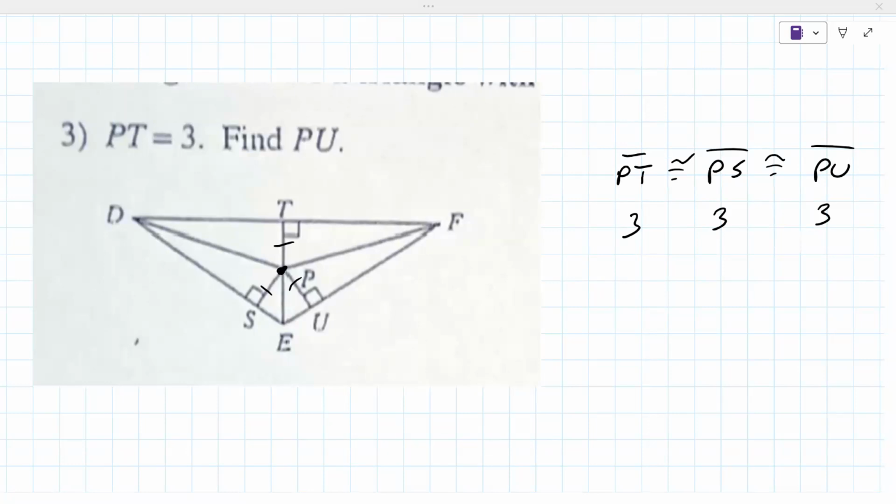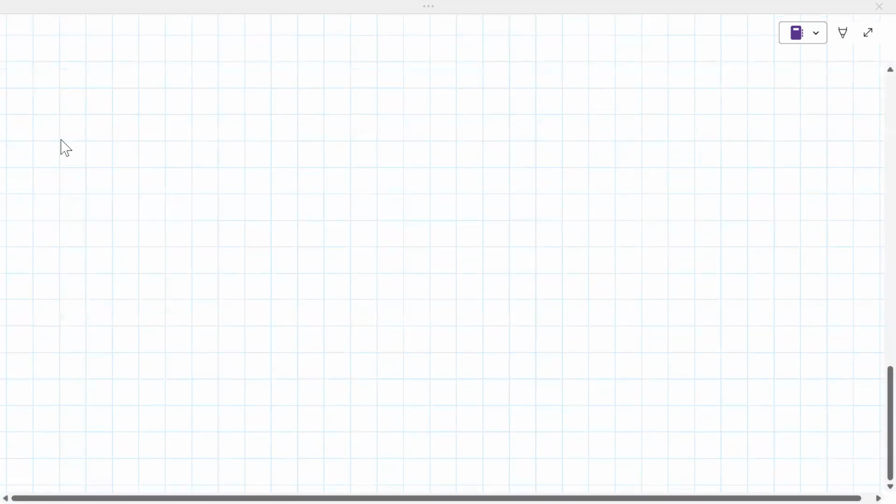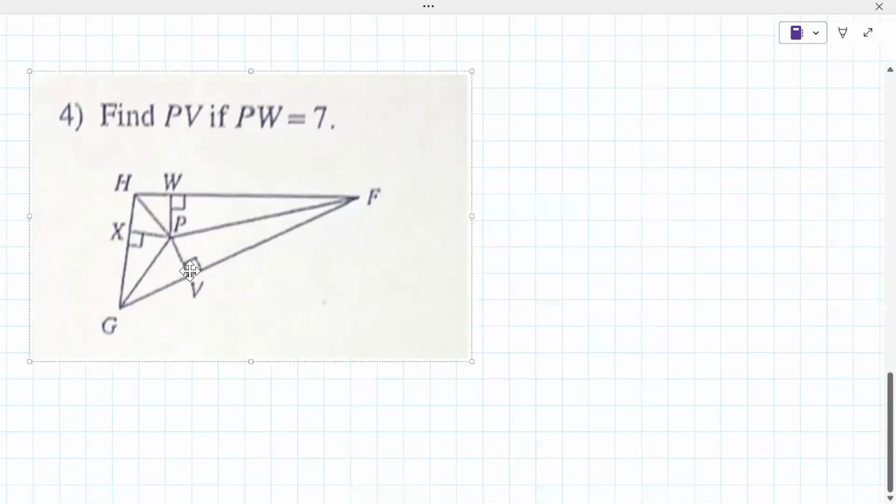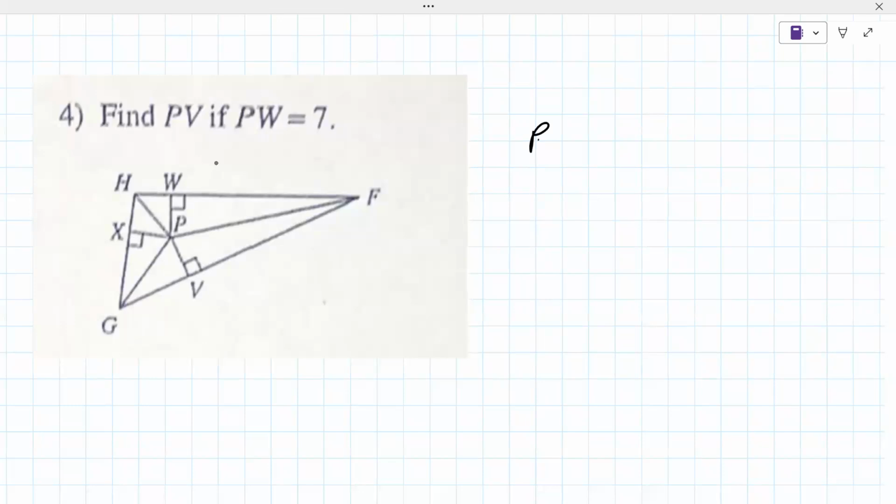So there are a lot of theorems you have to remember, and this is one of them. You don't have to actually remember the theorem, but you have to recognize the scenario. It's like playing basketball. You recognize what's going on. There's a center, and segments going out that all make a right angle. So here, PW equals PX equals PV. That's what your teacher is trying to get you to remember or figure out here. So what is PV in this problem? 7. It is 7.